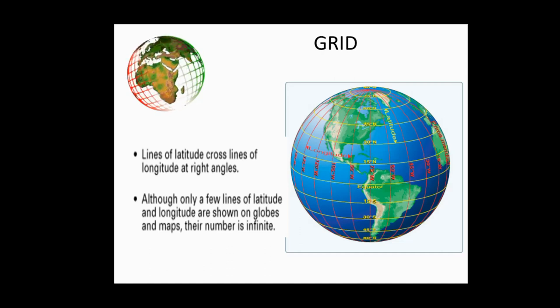What's a grid? Grid is nothing but the lines of latitude and the lines of longitude crisscross each other, and the intersecting place is called as a grid. It is used to find out the places easily. So to locate a place, this grid is very, very important.